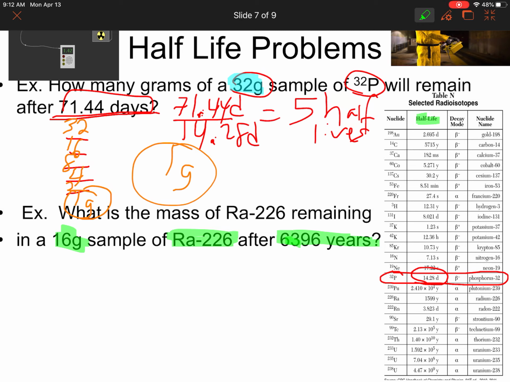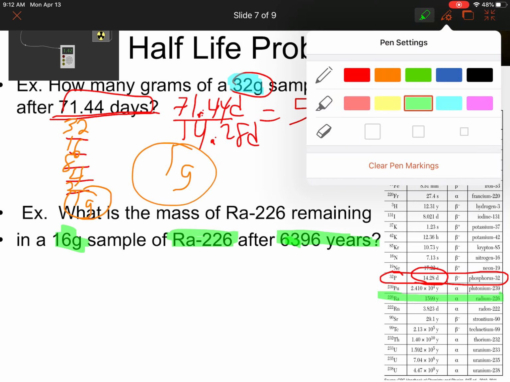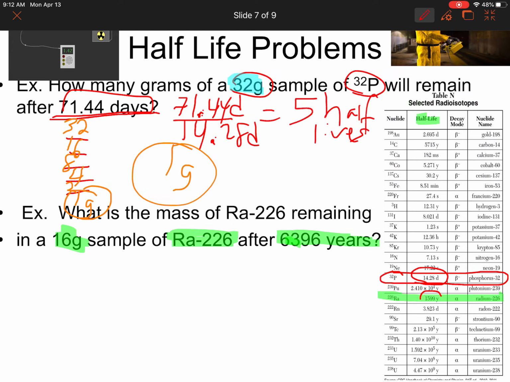So let's scour the table and look for Ra-226 here. Here it is. There it is right there. And the half-life, to tell you, is 1,599 years. That means every 1,599 years, half the mass is gone, guys. All right? So here we go.